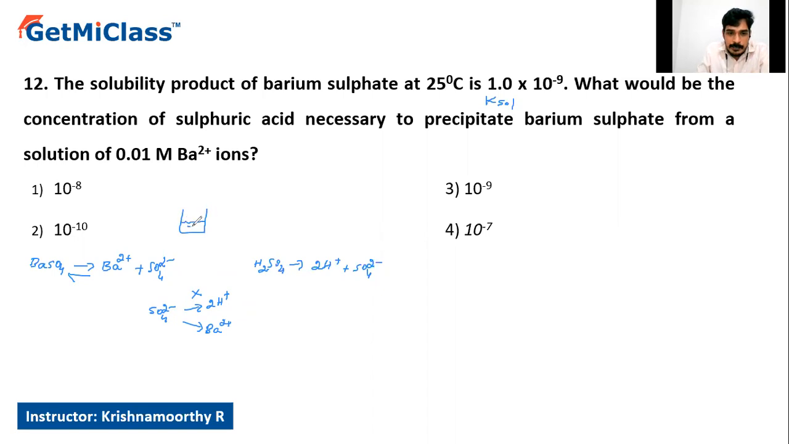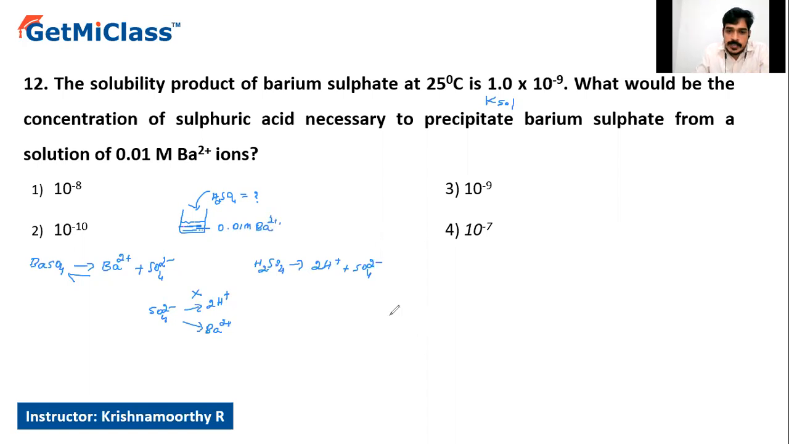You have initially a barium sulfate solution here. It contains barium ion and sulfate ion. Add sulfuric acid to that solution. Now some amount of barium sulfate gets precipitated here. This is the concept. You need to calculate the concentration of sulfuric acid necessary to precipitate 0.01 molar of barium ion.